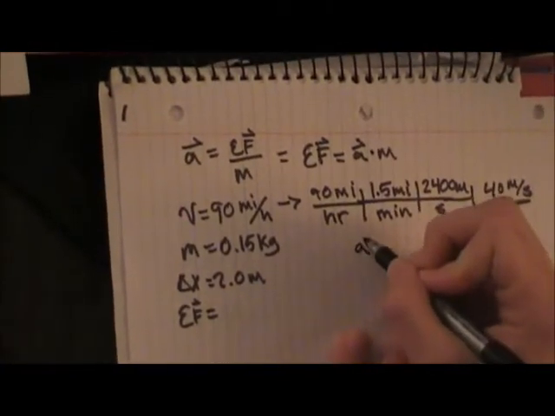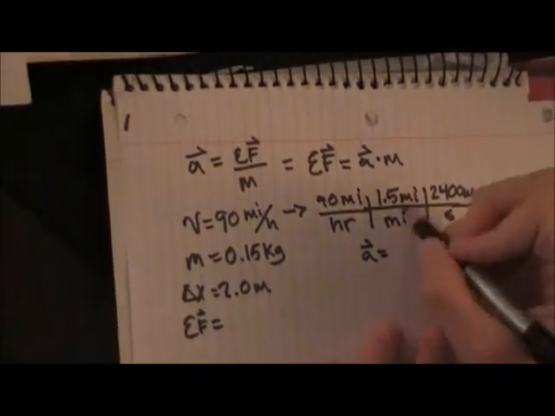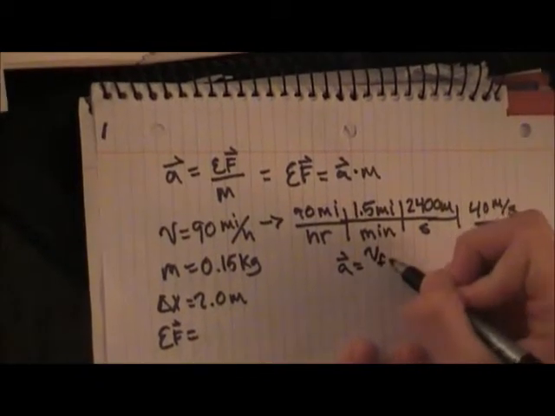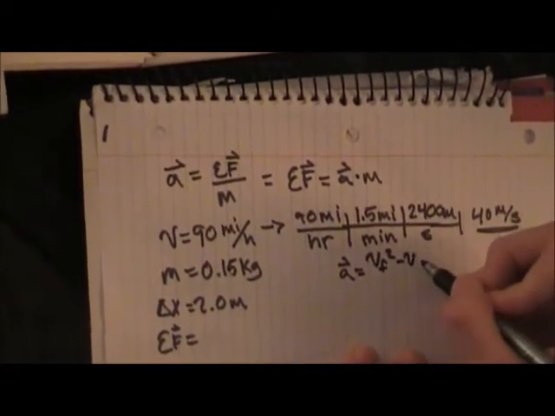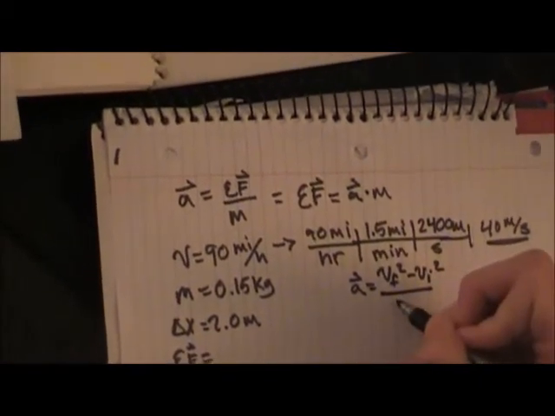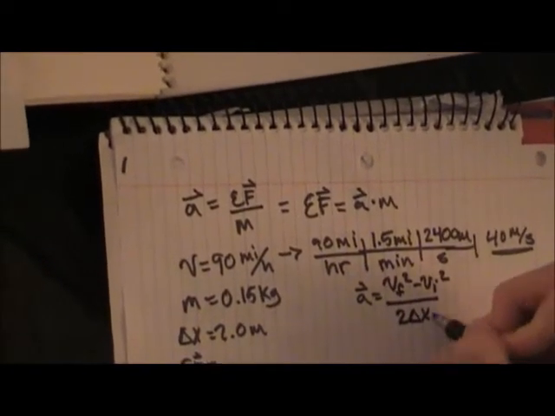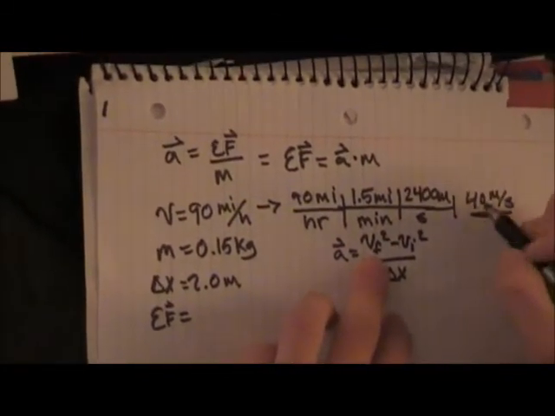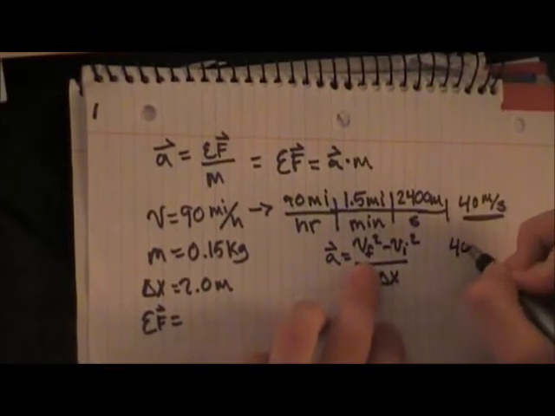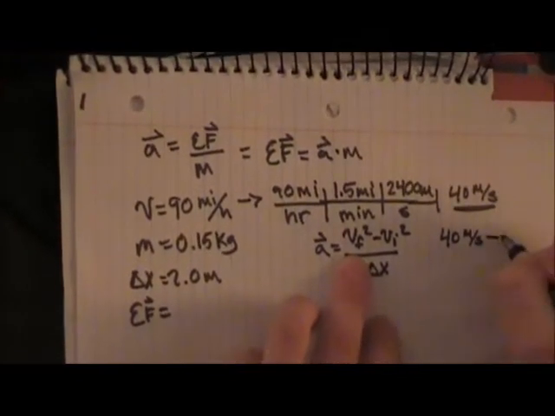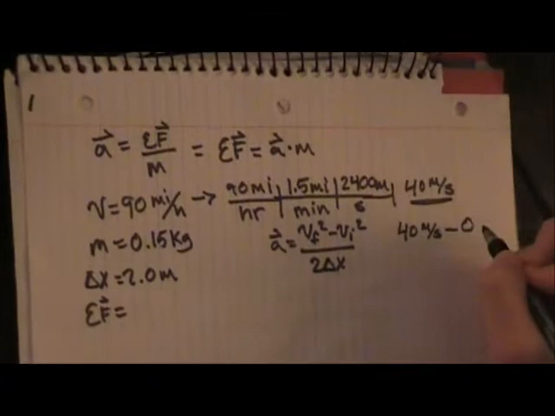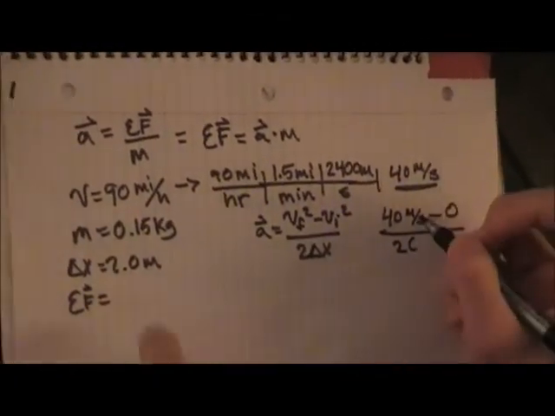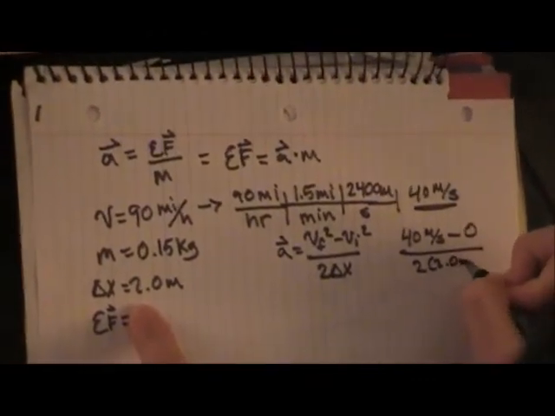To find the acceleration, we're going to set this equation up. Acceleration is equal to speed final squared minus speed initial squared, divided by 2 times the change in x. The final speed is 40 meters per second minus the initial speed, which is 0, divided by 2 times the change in x, which is 2 meters.